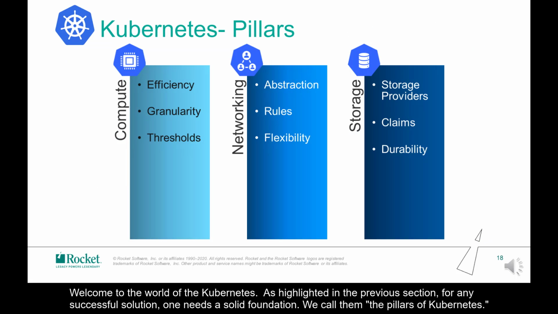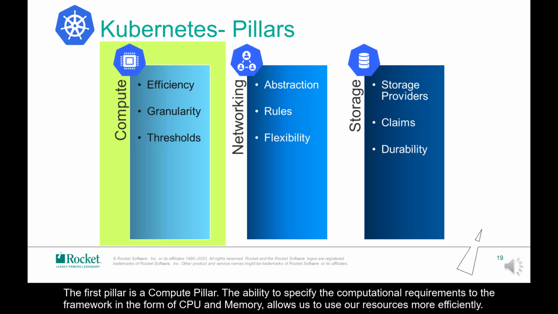As highlighted in the previous section, for any successful solution, one needs a solid foundation. We call them pillars of Kubernetes. The first pillar is the compute pillar. The ability to specify the computation requirements to the framework in the form of CPU and memory allows us to use our resources more efficiently.